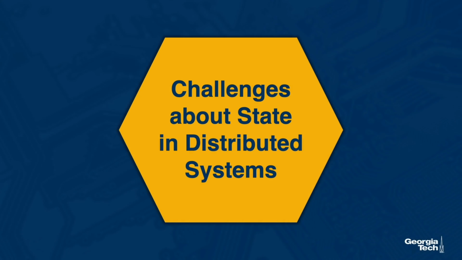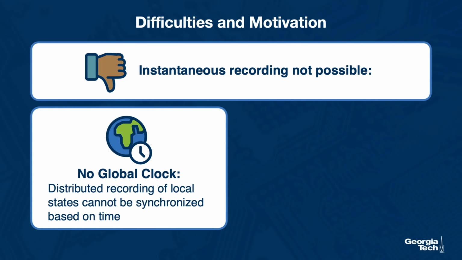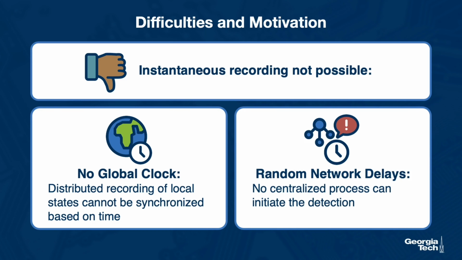Let's talk about the challenges surrounding state in distributed systems. The reason that determining the global state is hard is first and foremost because we don't have globally synchronized clocks. Without globally synchronized clocks, we cannot program every single node and every single channel to capture their state at the exact same moment in time. We also cannot simply assume that different nodes can instantaneously tell each other to capture their state. We have random network delays, so it is not possible to guarantee that all nodes will receive all such messages at the exact same time.